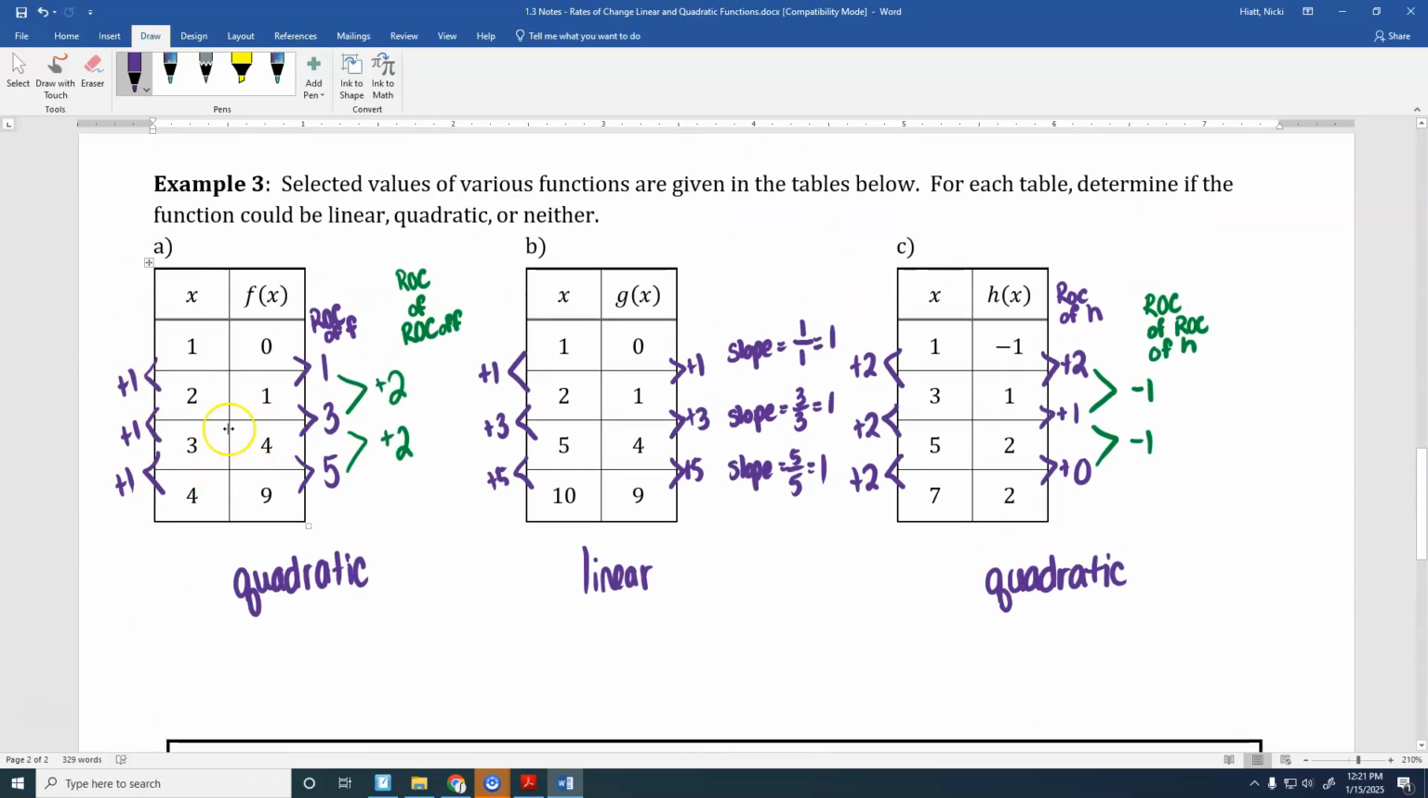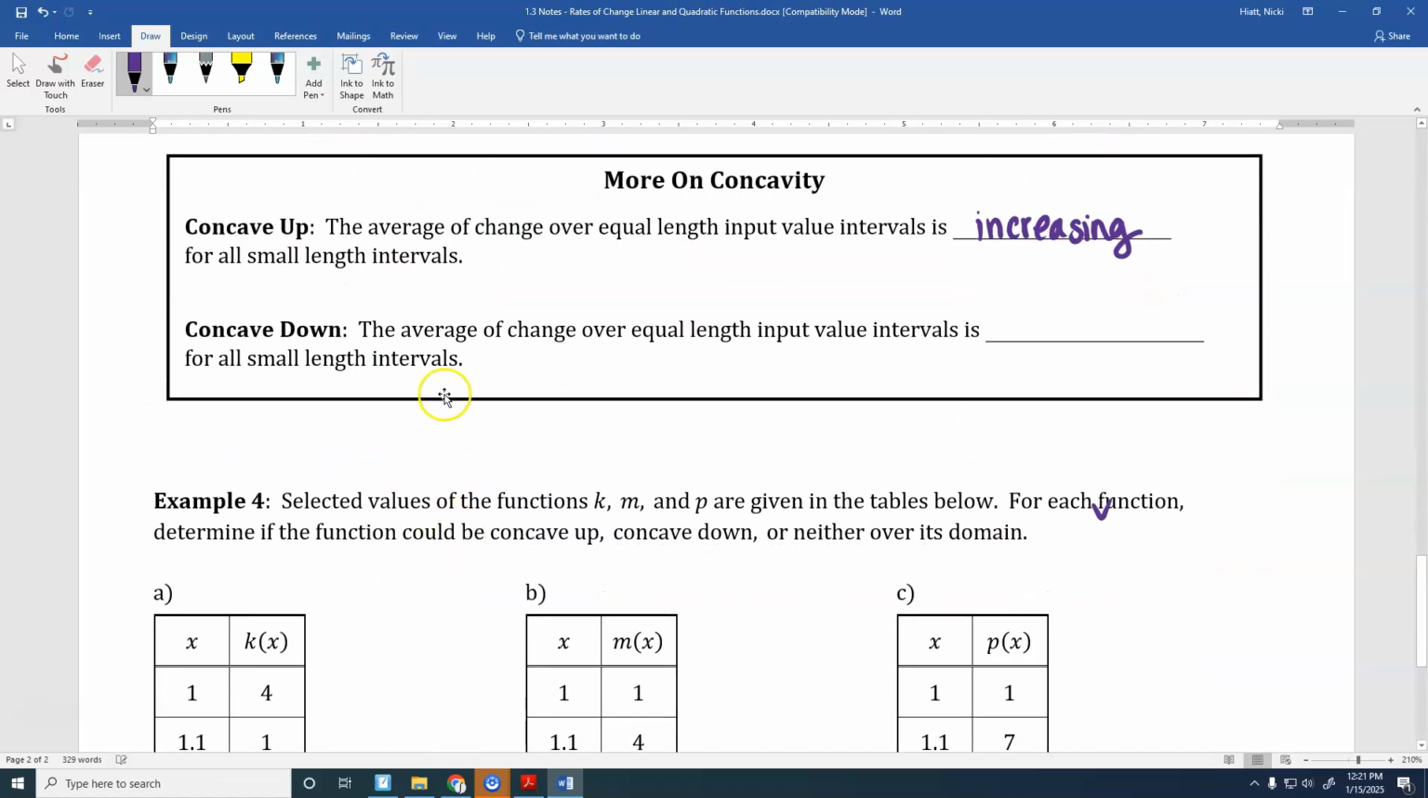If I look at A, is this going to be concave up or concave down? That's concave up because our rate of change is increasing, right? So this would be a happy face parabola. But over here for C, would that be concave up or concave down? That one is going to be concave down because if a function is concave down, the average rate of change over equal length input value intervals is decreasing.